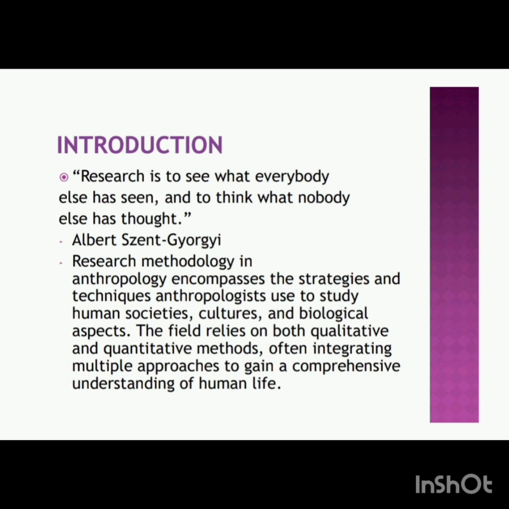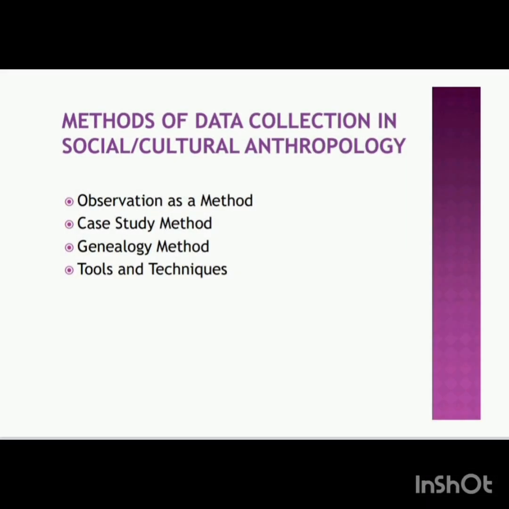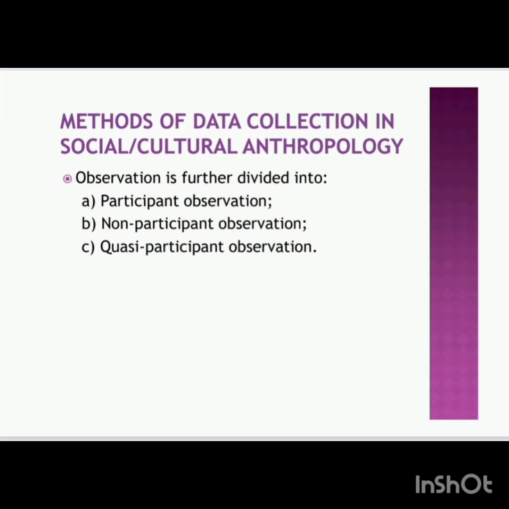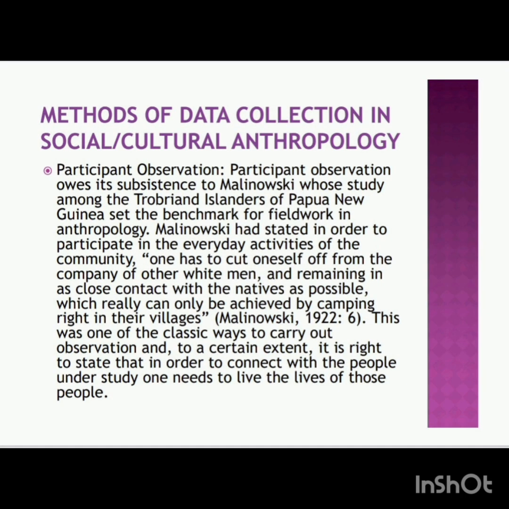The field relies on both qualitative and quantitative methods, often integrating multiple approaches to gain a comprehensive understanding of human life. Methods of social cultural anthropology: observation as a method, case study method, genealogy method, and tools and techniques. Observation is further divided into three parts: participant observation, non-participant observation, quasi-participant observation.